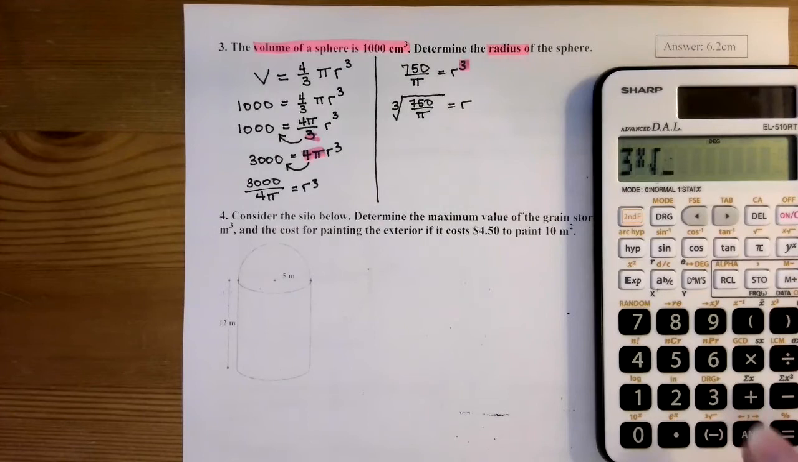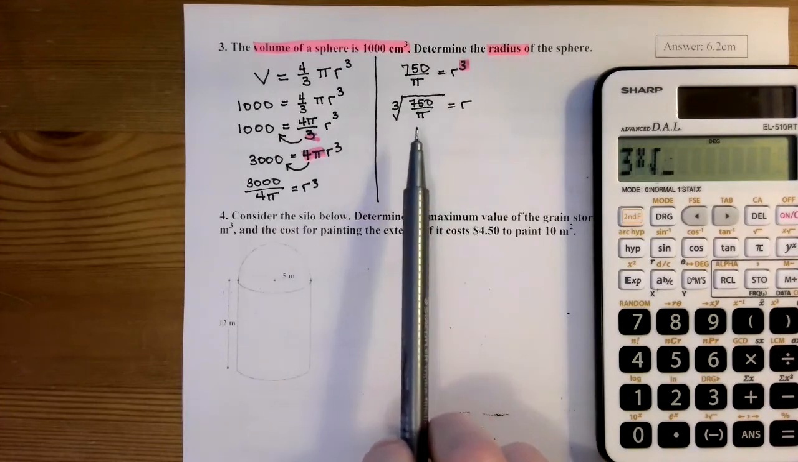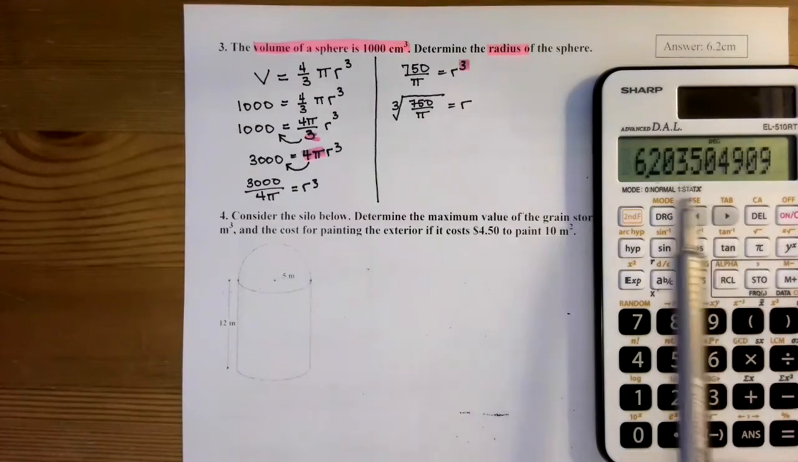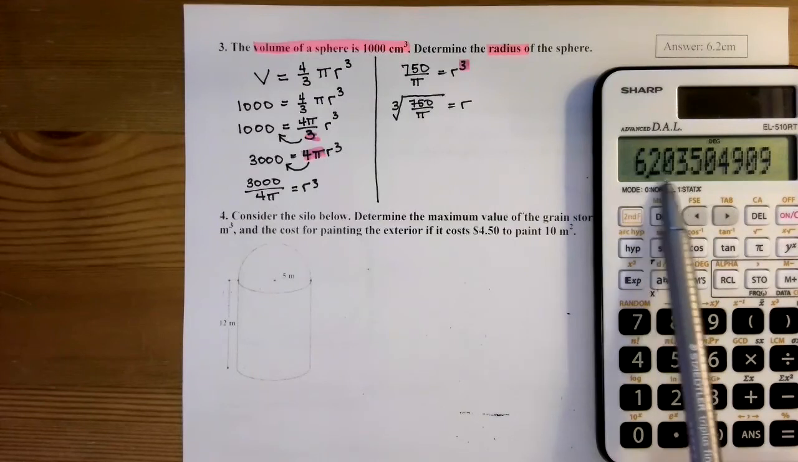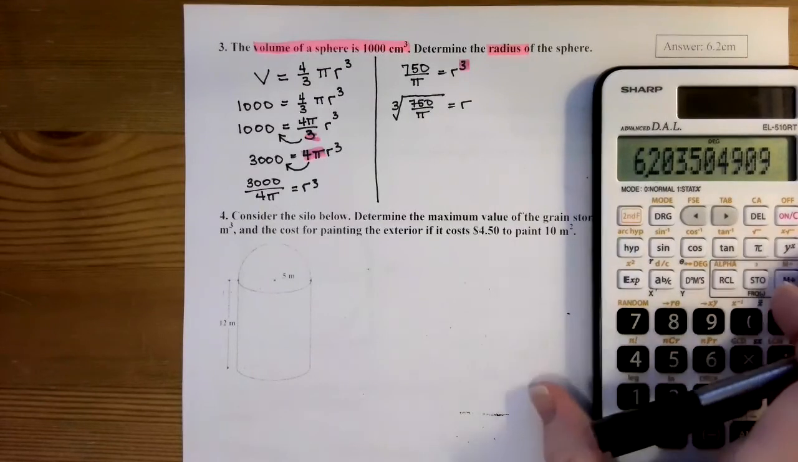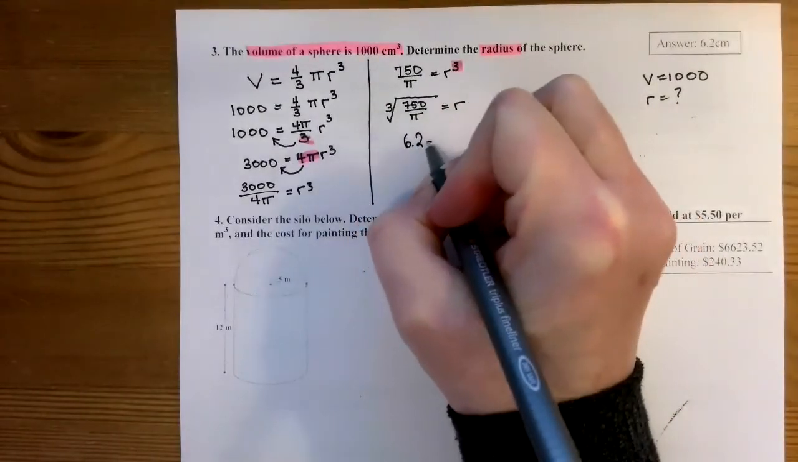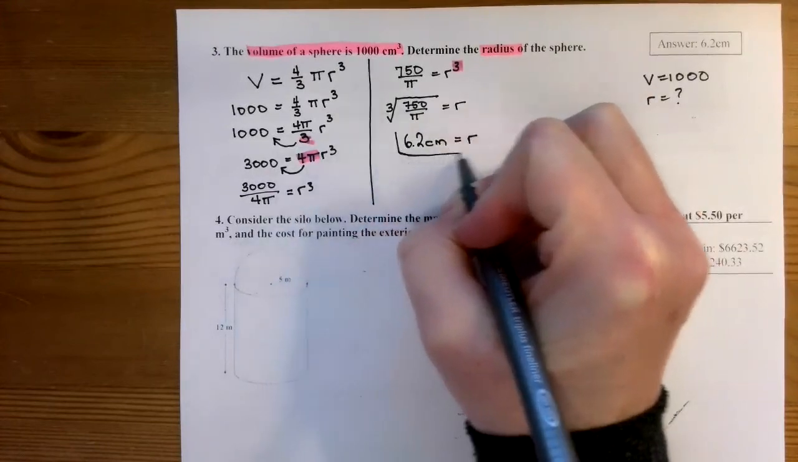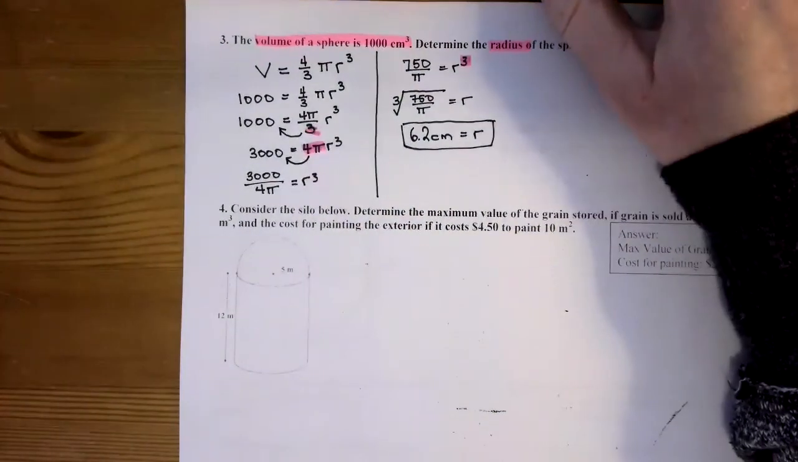And now I'm going to do, again, 750 divided by pi. There's a whole lot going on there. That's an expression, so it needs to be in brackets. So I'm going to do bracket 750 divided by pi and close my bracket, and I get 6.2. And if I look after, it's a 0, so 6.2 centimeters. So 6.2 centimeters is equal to r. Hope that helps.